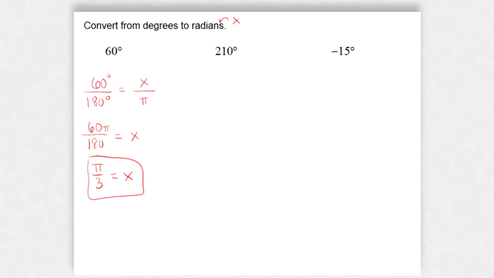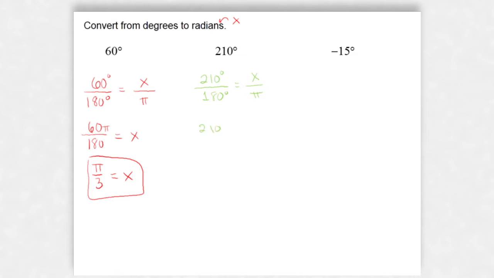For the second rotation, nothing is going to change. It's a rotation of 210 degrees. What will change is how we do it. What would the setup look like? You'll tell me this time. I think it would be 210 degrees is to 180 degrees as our radians x is to pi. Beautifully said. Degrees cancel, multiply both sides of the equation by pi.